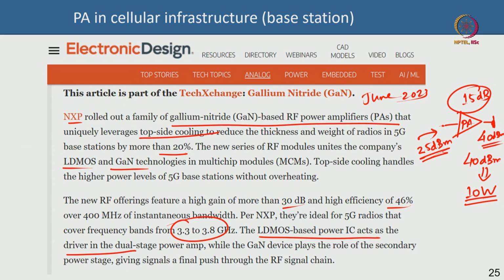So 25 dBm of input power with 15 dB gain gives you 40 dBm of output power. Power is always expressed in dBm in this RF world, and we always talk about power. We don't talk about voltages and currents here. It's power. Okay, so 25 dBm. How much is 25 dBm?